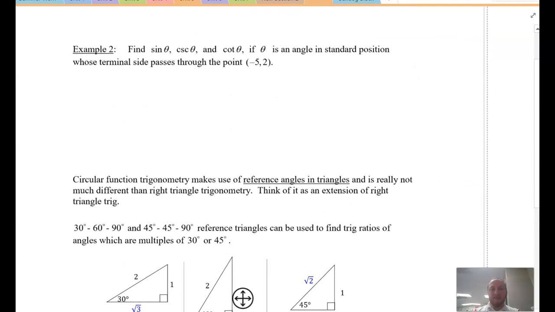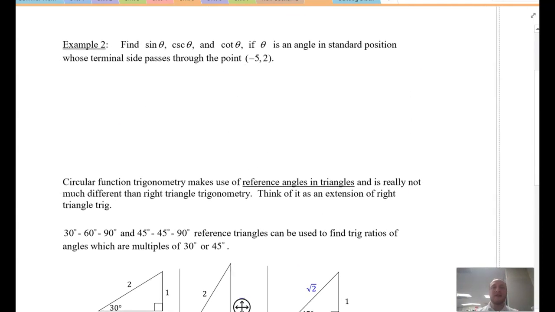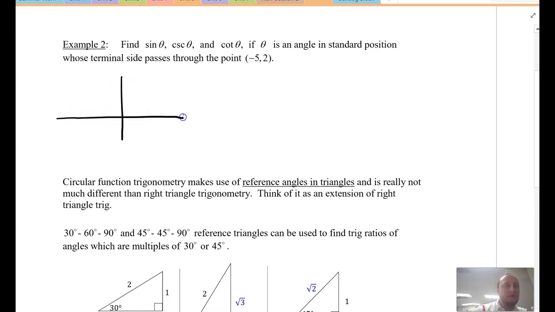All right, example 2, they say find sine theta, cosecant theta, and cotangent theta if theta is an angle in standard position whose terminal side passes through the point -5, 2. So I'm going to go ahead and draw a picture, and put some coordinate grids here. And they want the point -5, 2. And that's right here.